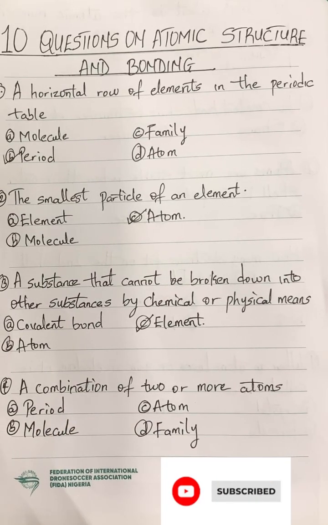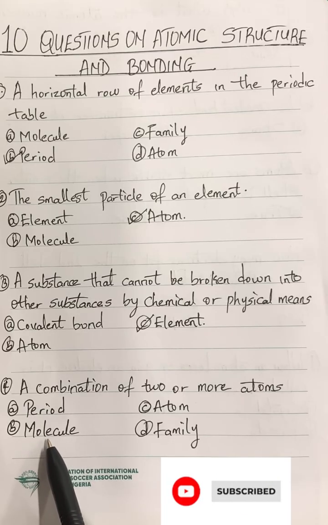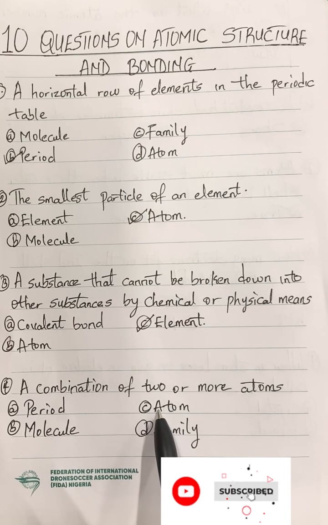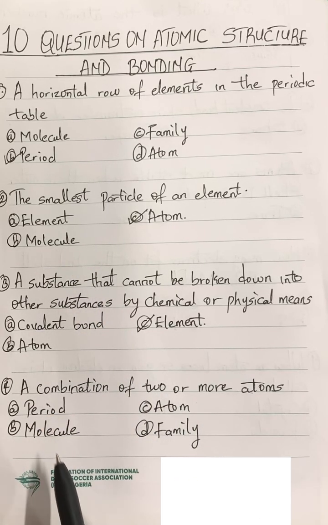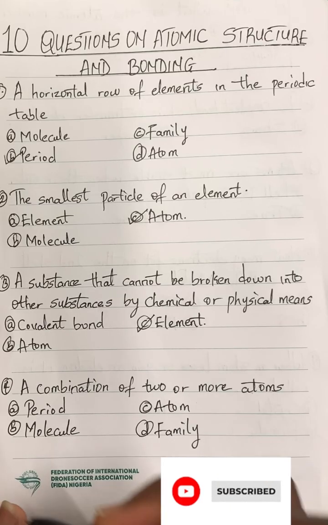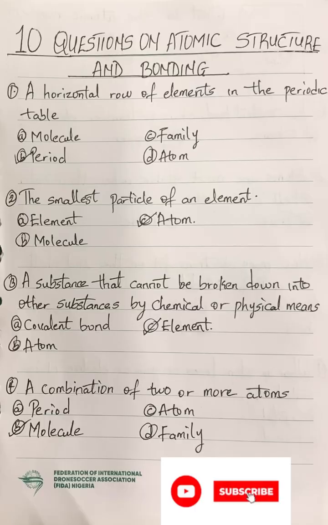4. A combination of two or more atoms is what? Period is period. Molecule. Molecule is a combination of two atoms. Why? C. Atom is the smallest particle and family is nothing. So the answer is what? Molecule. Molecule is the combination of two or more atoms.